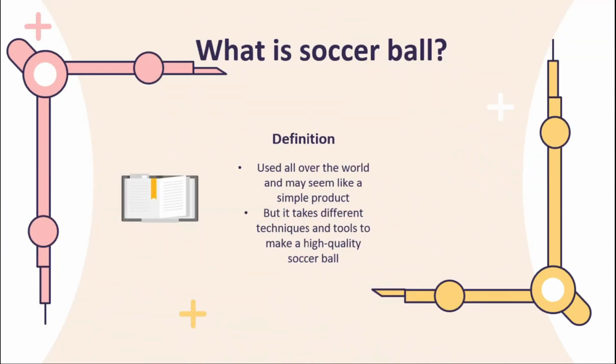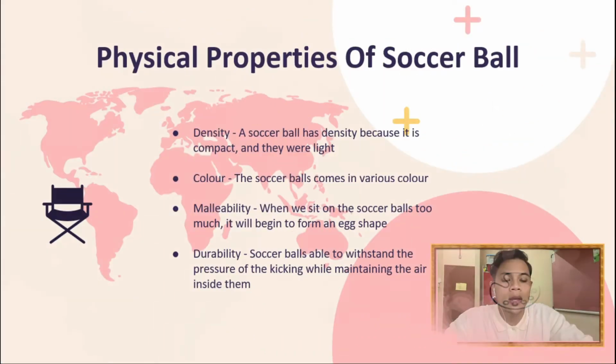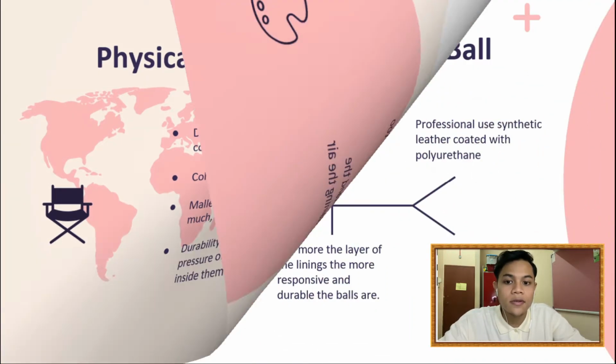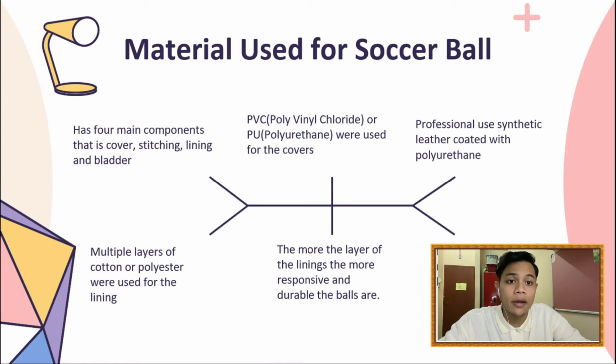What is a soccer ball? Soccer balls are used all over the world and may seem like a simple product, but it takes different techniques and tools to make a high quality soccer ball. There are 4 physical properties of soccer balls. Firstly is density, second is color, third malleability and durability. The material used for the soccer ball has 4 main components: cover, stitching, lining and bladder.